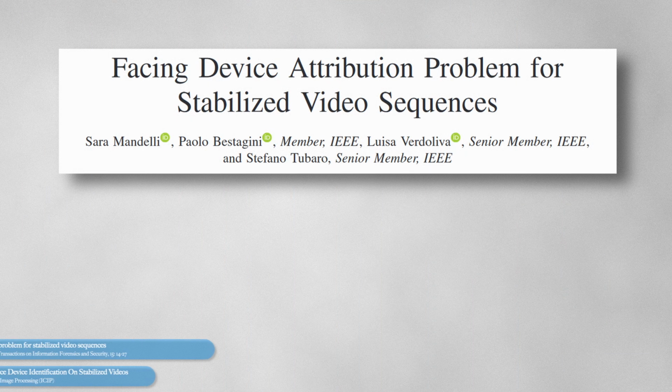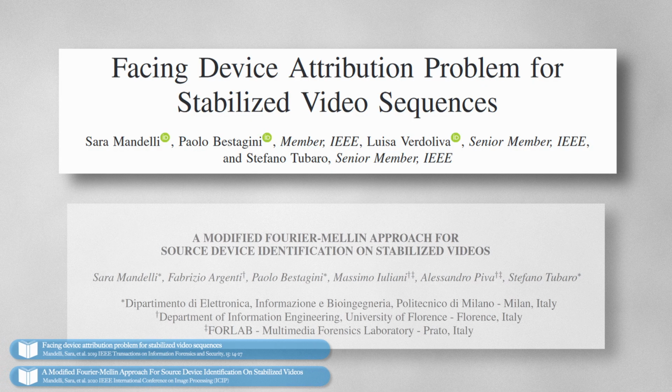of stabilized video. And two illustrative examples are the ones that we selected to compare our method with, which are fixing device attribution problem for stabilized video sequence and a modified Fourier-Mellin approach for source device identification of stabilized video. Both these two methods try to solve the problem of source identification of stabilized video by estimating 6 of the 9 parameters used to reverse video stabilization spatial transformation, working just with I-frames and opting for more performant optimization algorithms such as particle swarm. Furthermore, the modified Fourier-Mellin approach proposes a novel solution for the estimation of the rotation parameters.